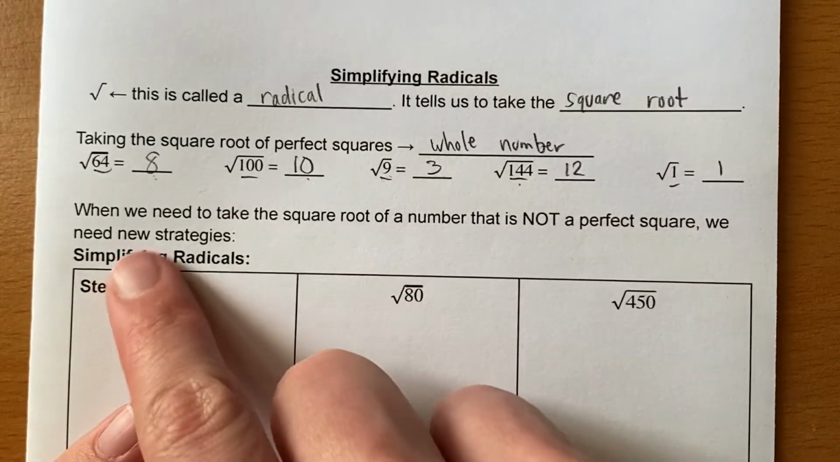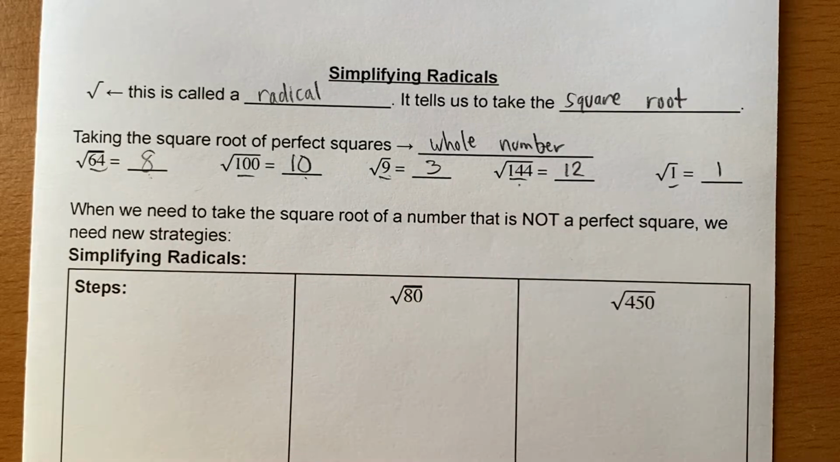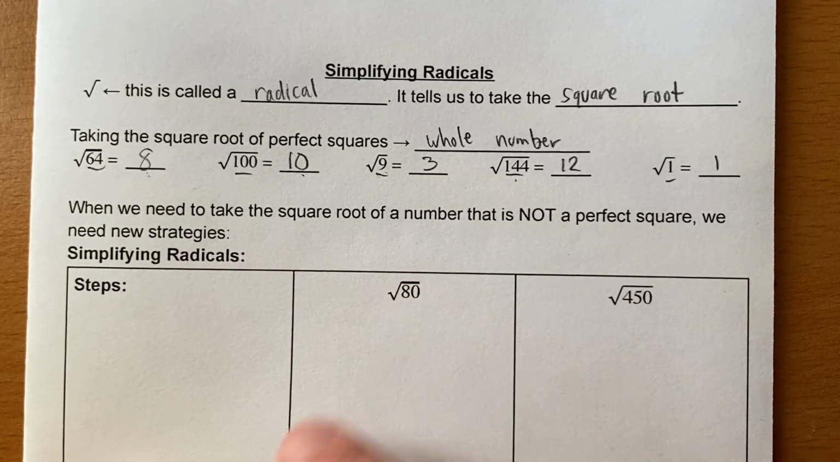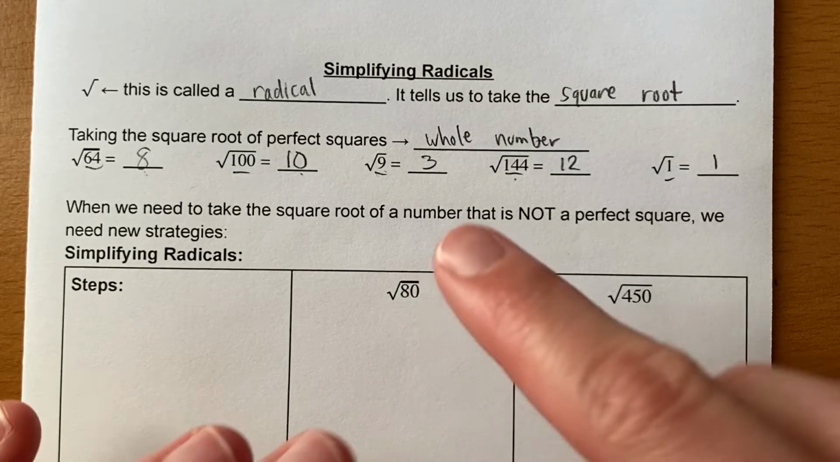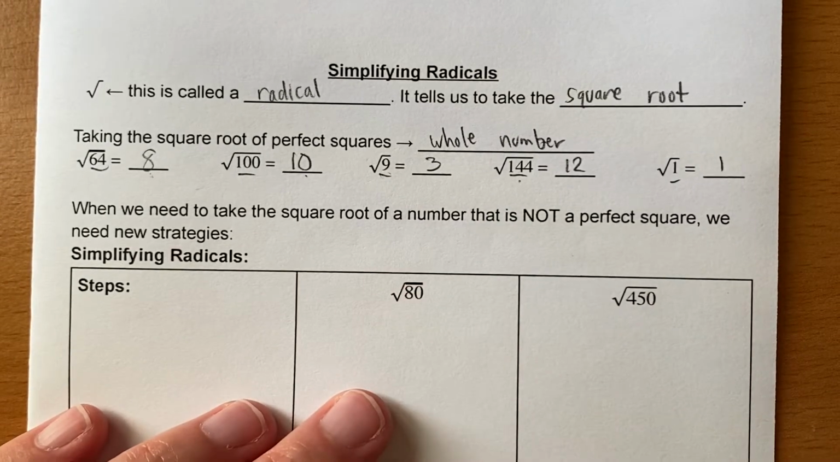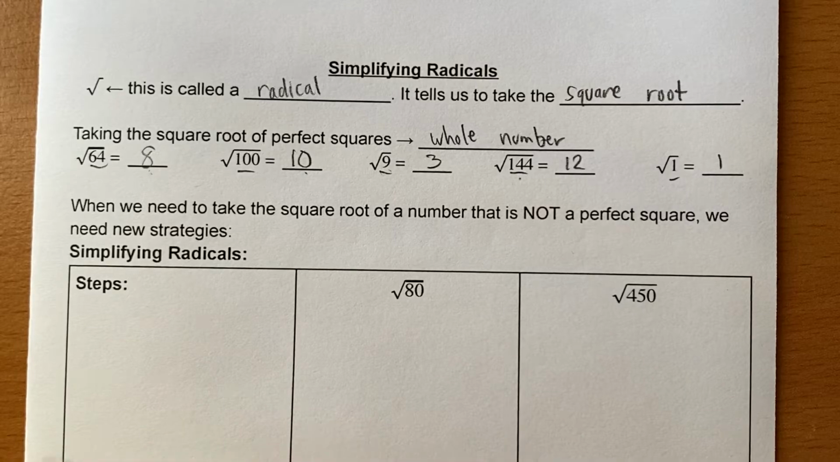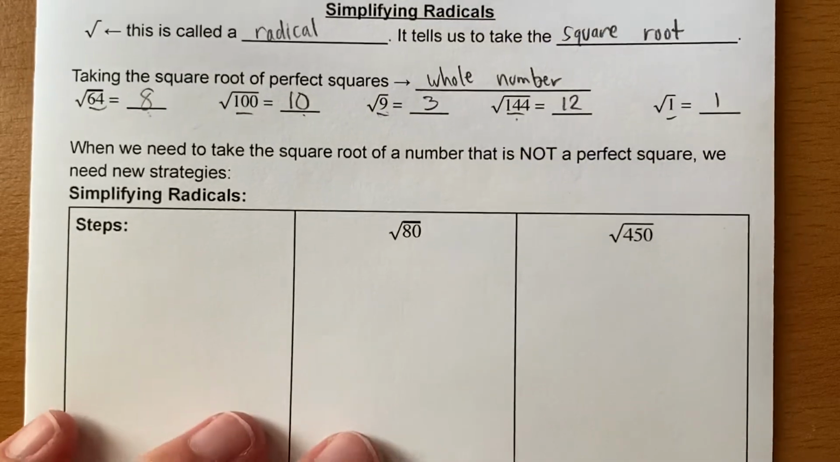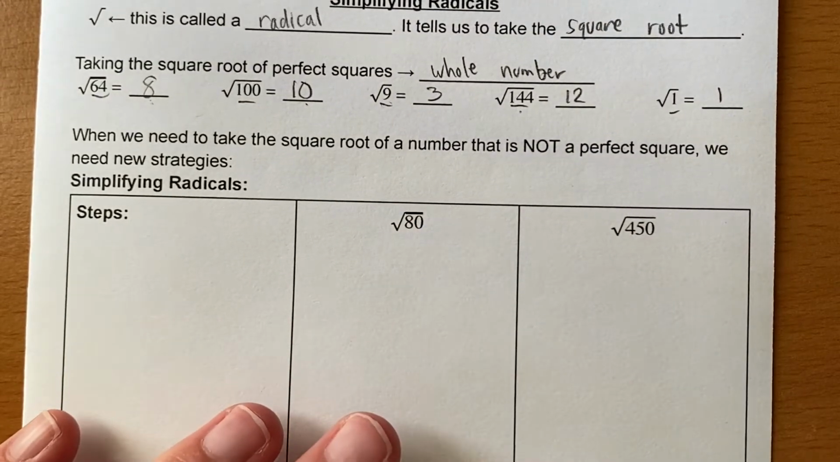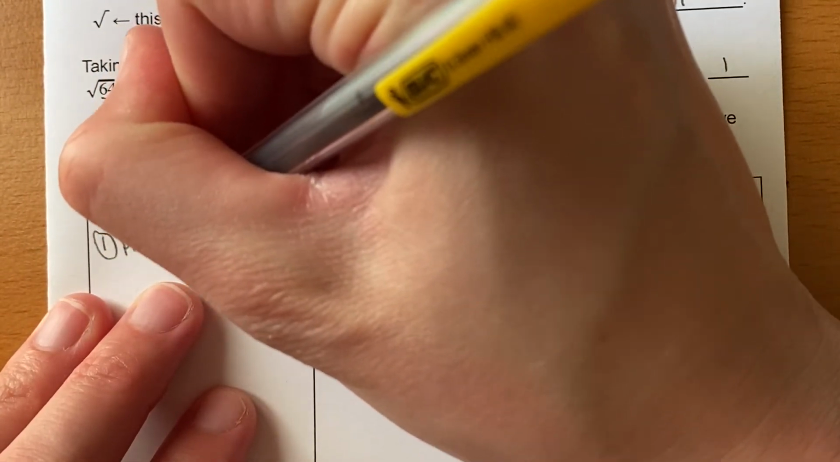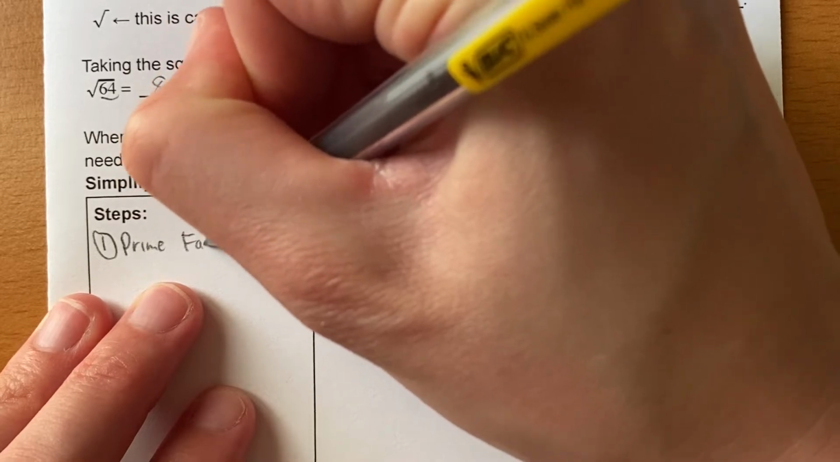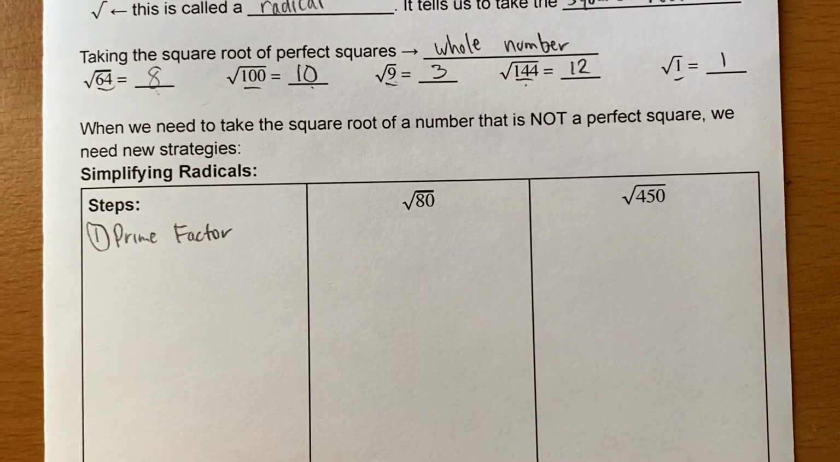Now, if we want to take the square root of a number like 80, that is not a perfect square. So we need some new strategies. Now, you can put this in your calculator and you can get a decimal. The thing is the decimal actually goes on forever and it's not actually an exact number. So if we want an exact number, here's what we do. We first prime factor. Now this is not new.